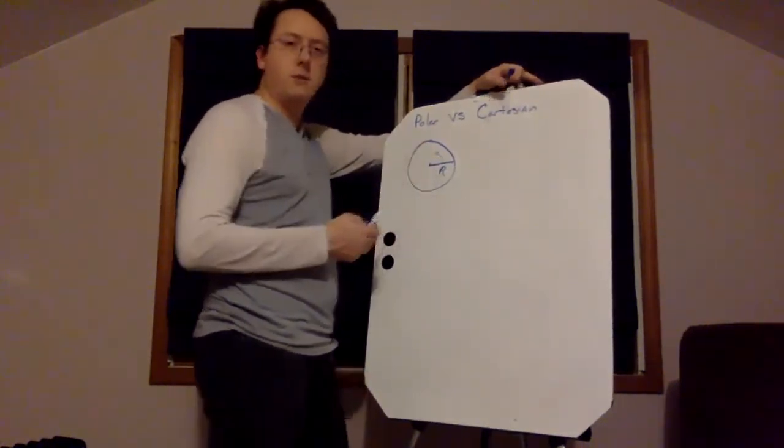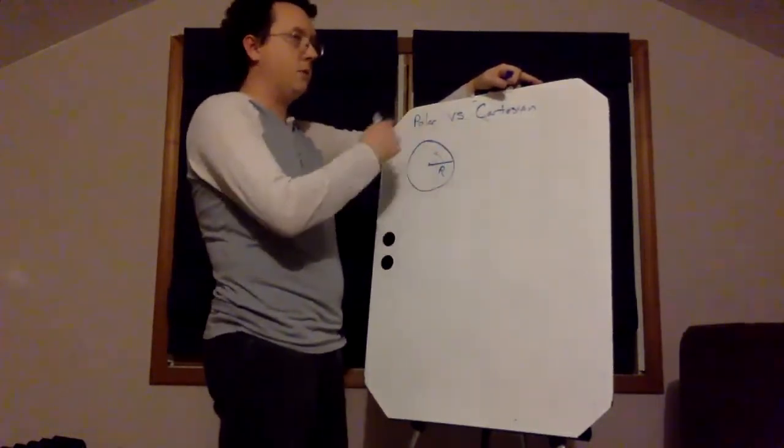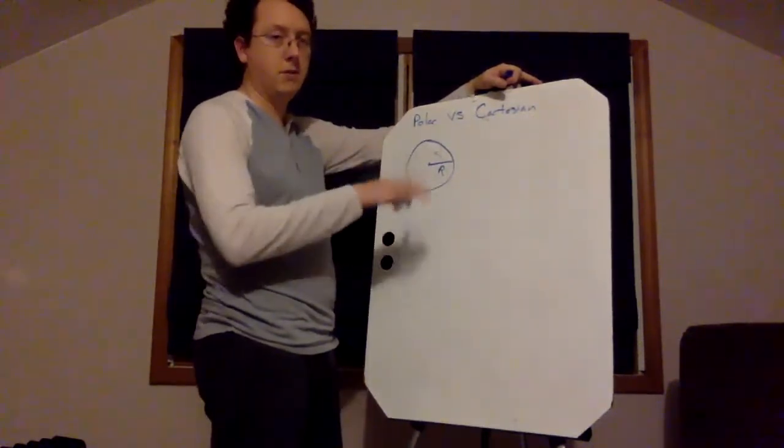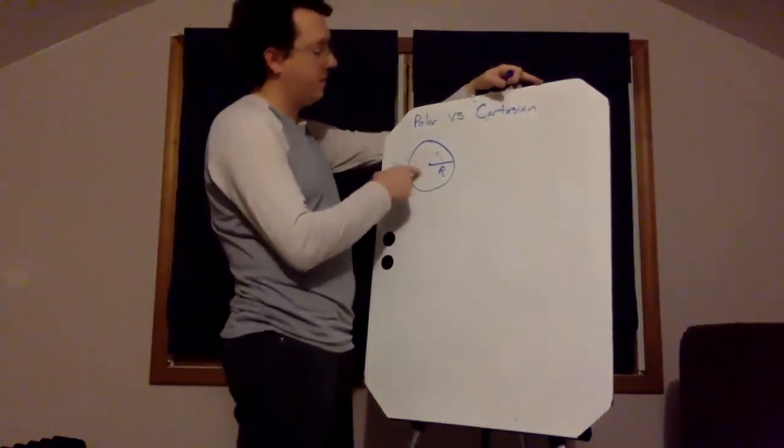Now, we are going to define angles such that positive angles follow the math convention. So positive angles are rotations which are counterclockwise. Negative angles correspond to angles which are clockwise. So there's that.